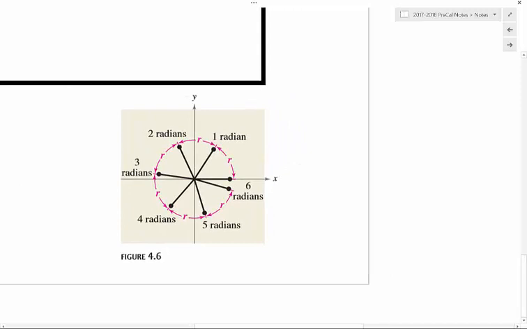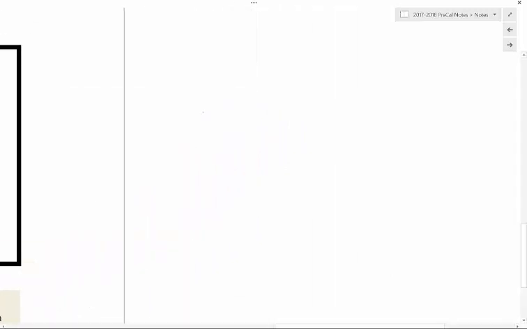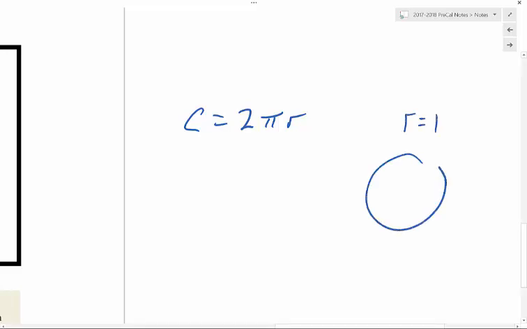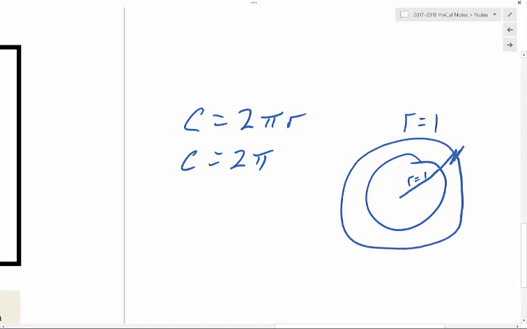Now, let's say for a moment that I have the circumference of a circle, and it's 2 times pi times the radius. We all know that the circumference of a circle is 2 pi r. So that means if I have a radius of 1 in this circle, then the circumference would be 2 pi. So thus we can say that from start to finish, there are 2 pi radians in a circle.